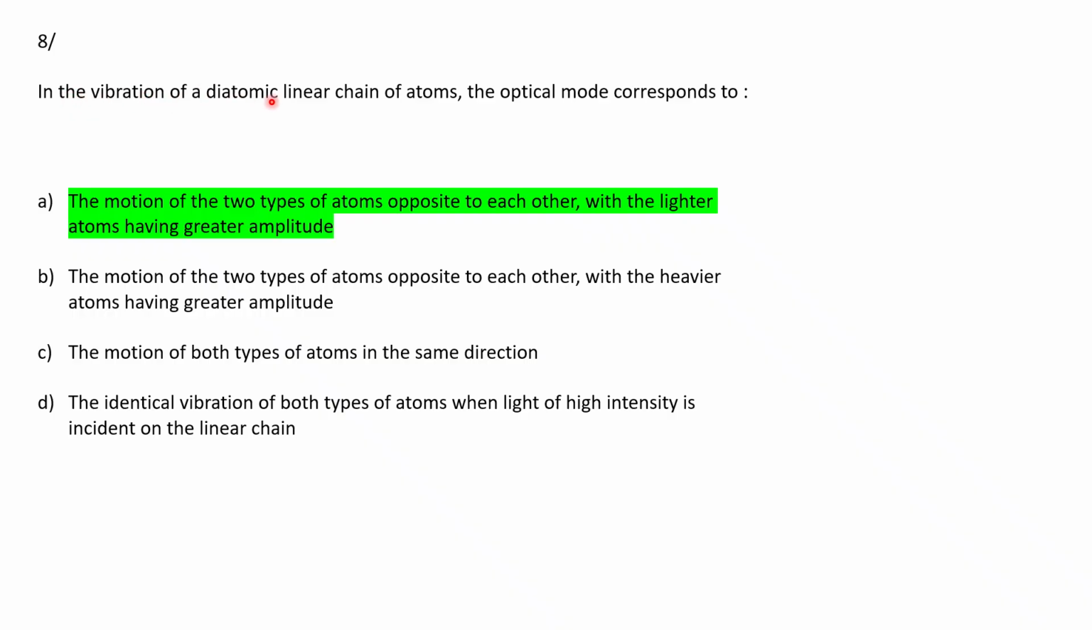Then in the vibration of a diatomic linear chain of atoms, the optical mode corresponds to. Here you can see the options. In the vibration of the diatomic linear chain, diatomic means one atom has the mass m1 and the second one has the mass m2. Okay, like m1 and m2, two different masses. So the motion of the two types of atoms is opposite to each other, with the lighter atoms having greater amplitude. So this is the correct option.